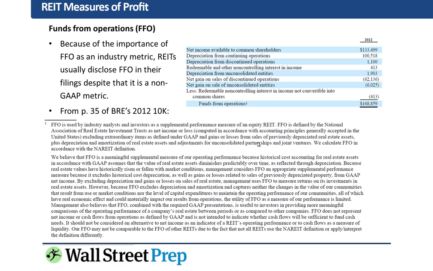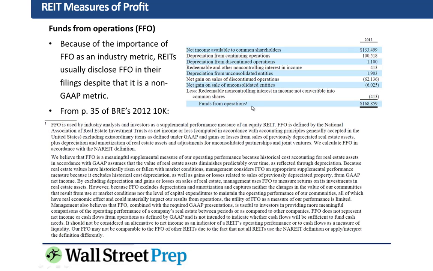Before we get into adjusted funds from operations, let's look at how our case study, Bree Properties, actually identifies funds from operations in its own financial statements, or I should say in its own disclosures. Because of the importance of funds from operations as an industry metric, REITs usually disclose FFO in their filings despite the fact that it's non-GAAP. So here you see, right from their 10K on page 35, that the full reconciliation is laid out, where it starts with net income and makes all the adjustments that we've been talking about.